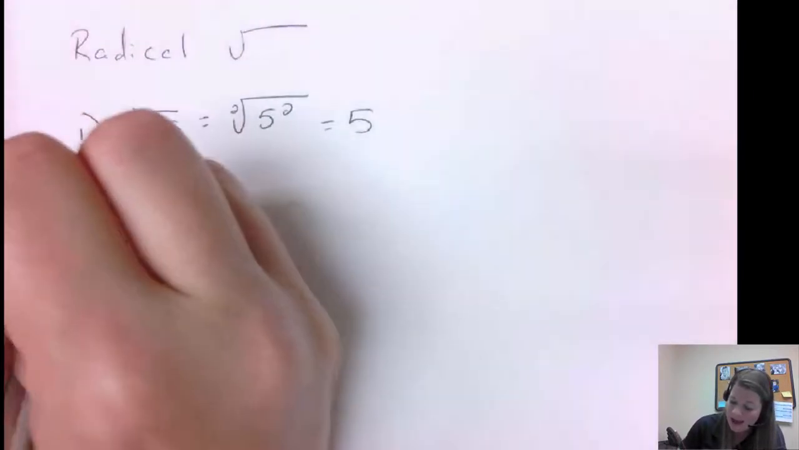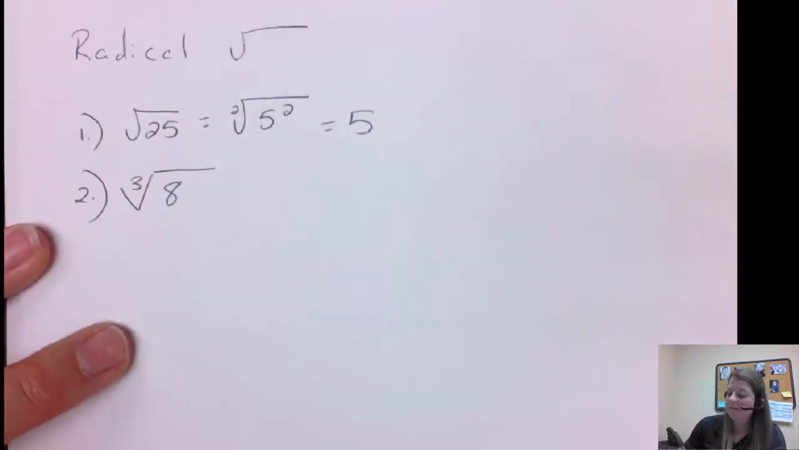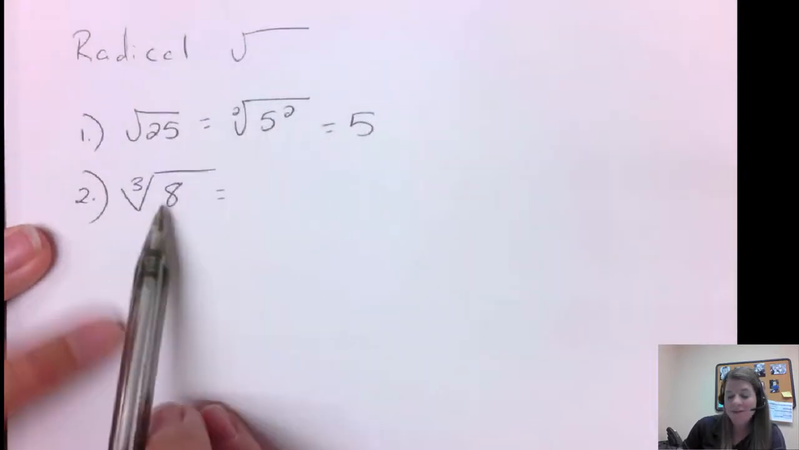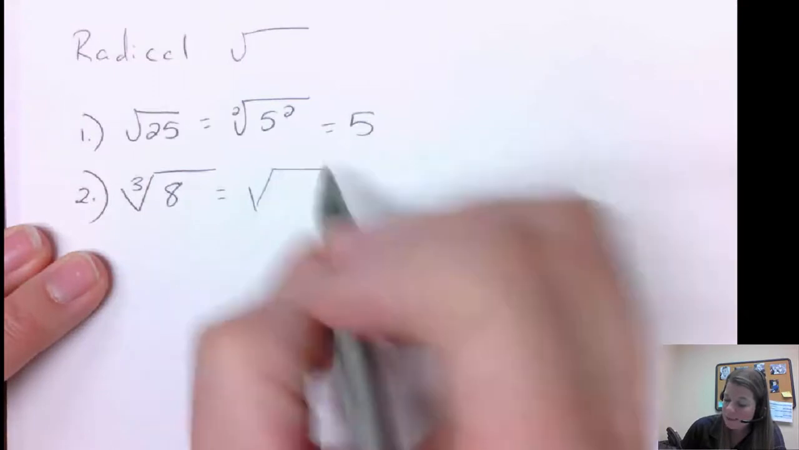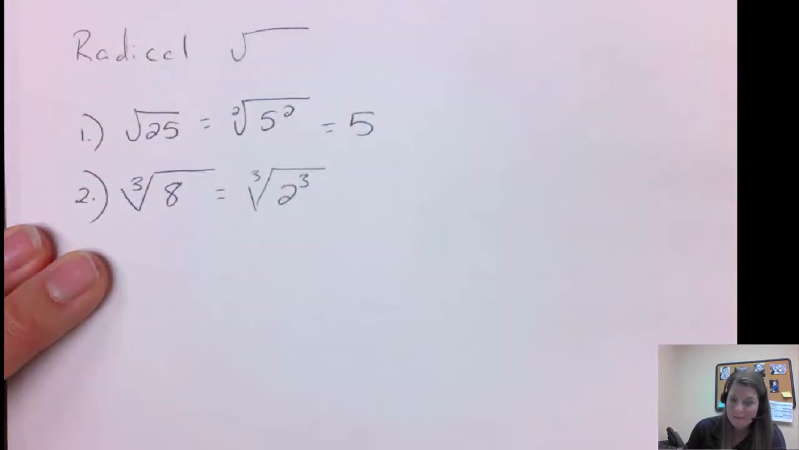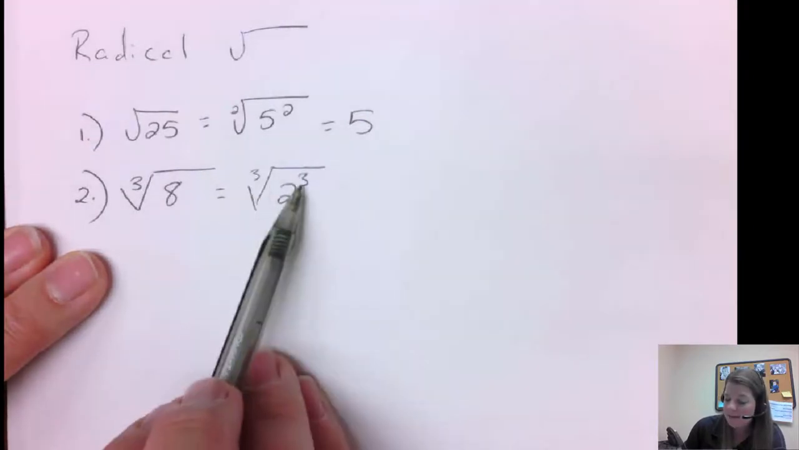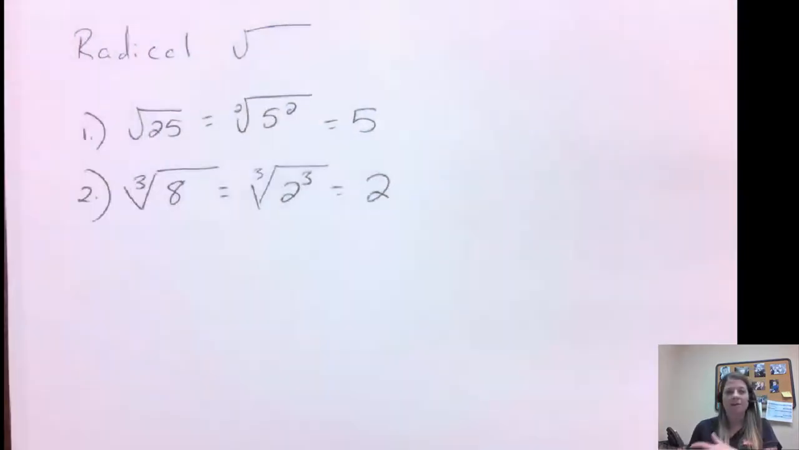So if I have a third root of 8, I have to look at the third power for this one. What to the third power would equal 8? It's going to be 2 to the third power. So when we take away the radical, the third root will take away the third power, and we'll end up with a 2, or a third power undoes the third root.